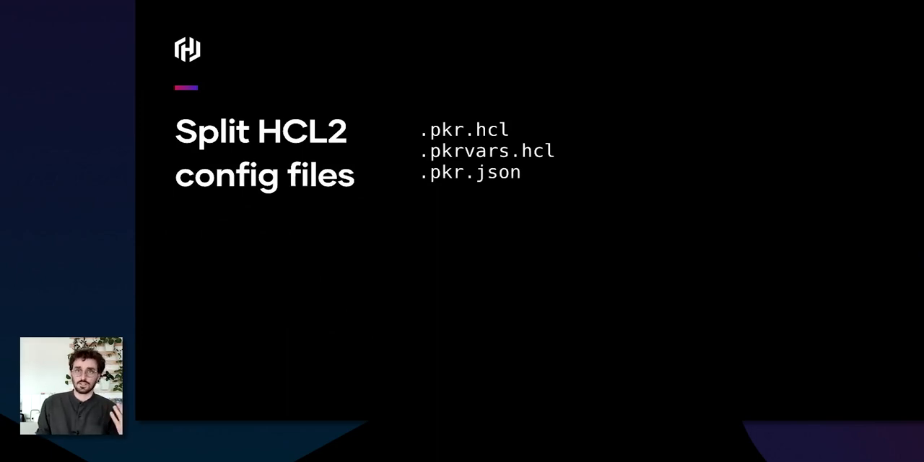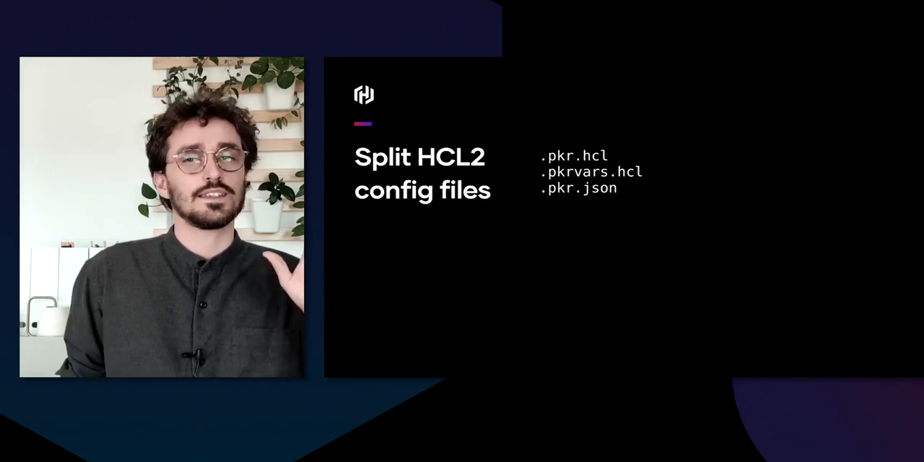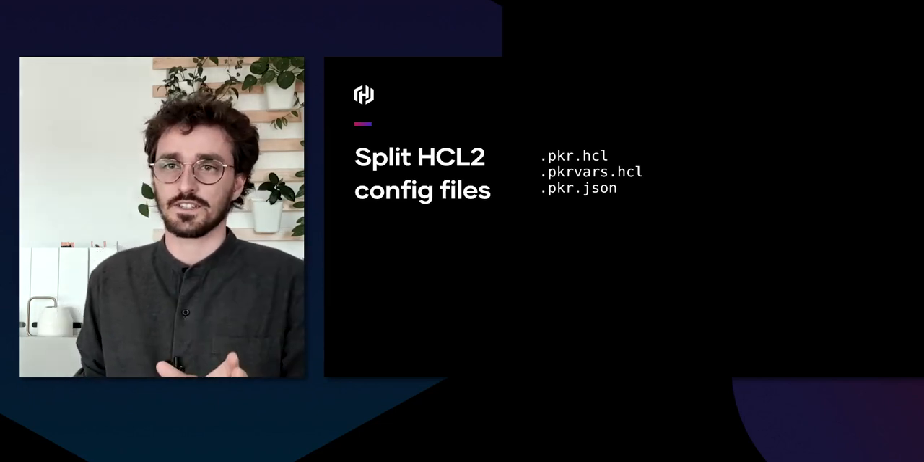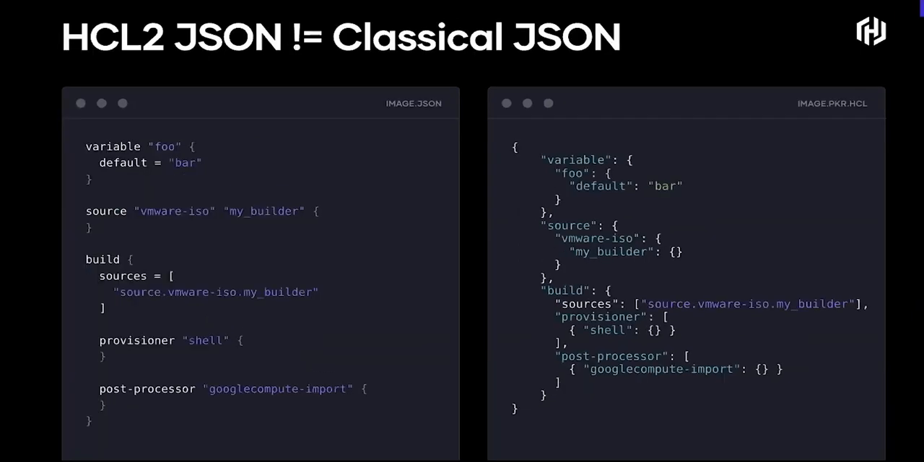HCL2 also supports JSON, with the same structure as HCL2 sources and with the same capabilities. But be careful though, because classical JSON is not HCL JSON. Here's an example. These two configs are doing the same thing, but the one on the right-hand side is in JSON. We recommend always avoiding HCL JSON if you can.